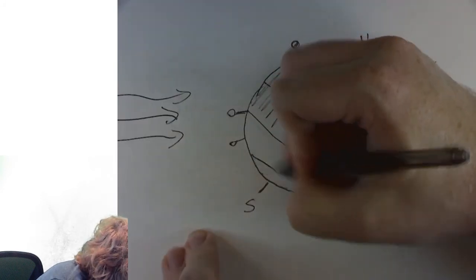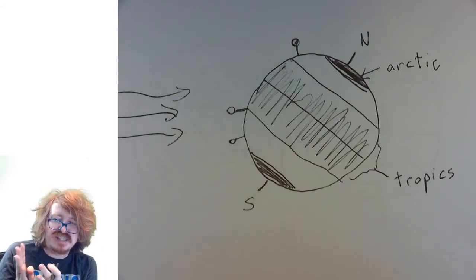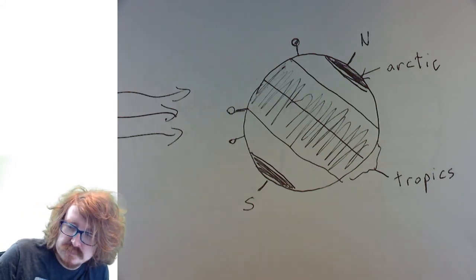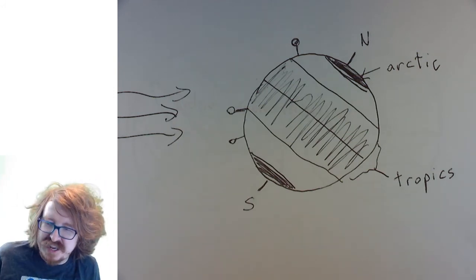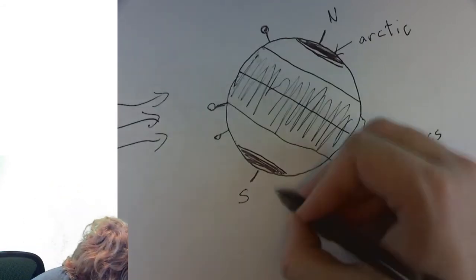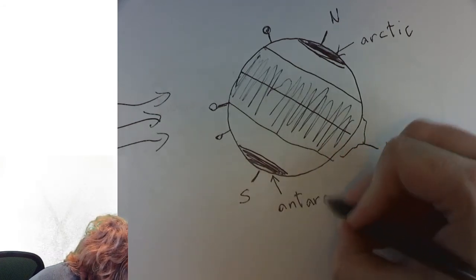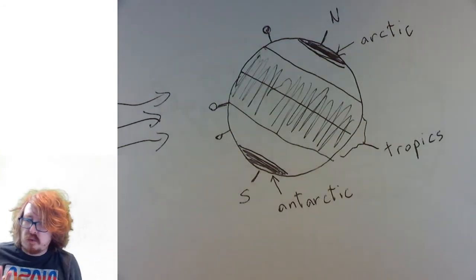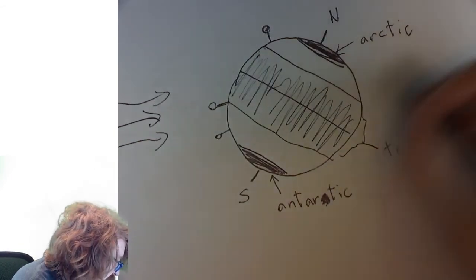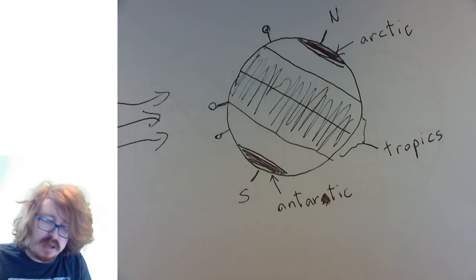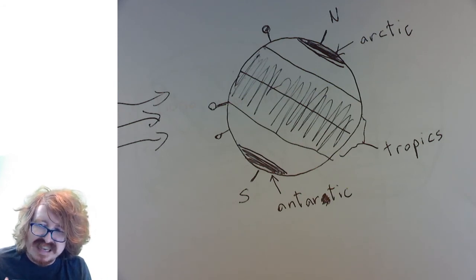And does anybody know what we call the region around the South Pole? The Antarctic. Yes, the Antarctic. We call the continent that's in there Antarctica. Basically what defines the Arctic and the Antarctic are the parts of the planet where the sun does not set at least one day during the year.